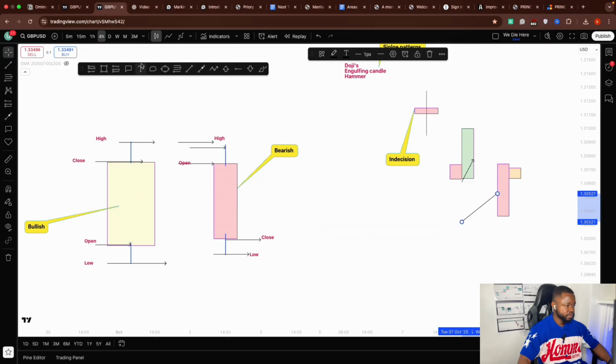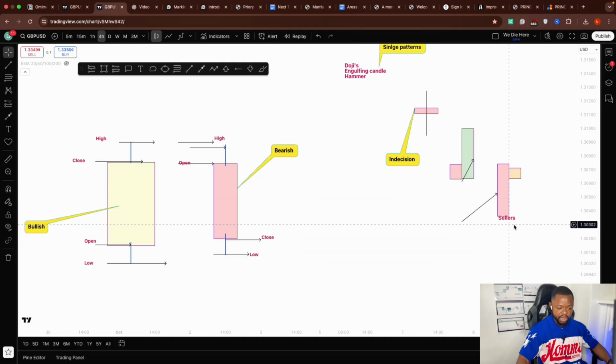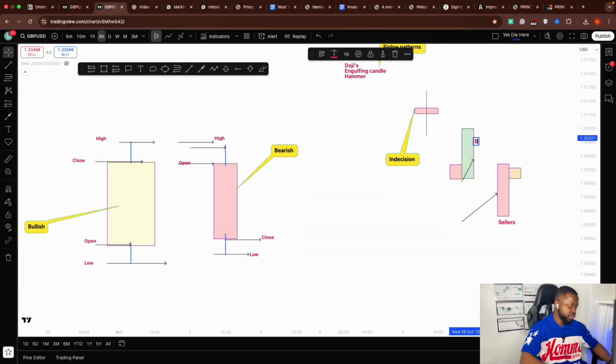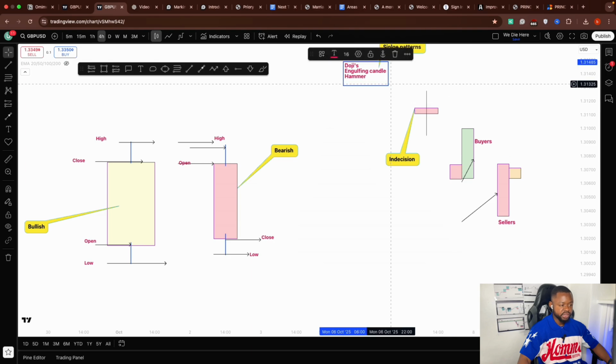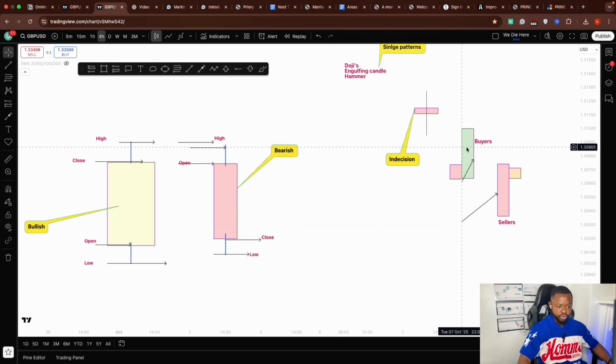It's telling you that the sellers are in charge here. So let's write that down. When you see a bearish engulfing, the sellers are in charge of that particular area at that moment. So the momentum is there for the sellers. When you see a bullish candlestick, you have buyers in charge. So remember, bullish engulfing candlestick, buyers are in charge. Bearish engulfing candlestick, sellers are in charge.